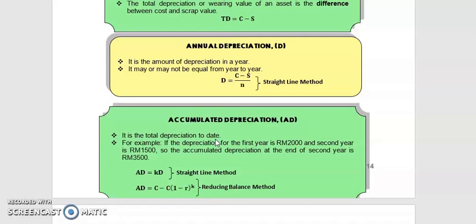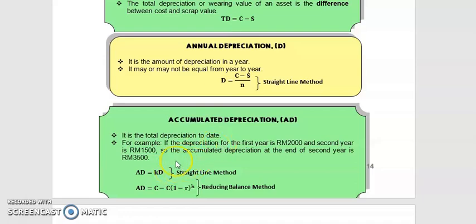Second year, to date means that referring to which year. So second year, 5,800. If we multiply it by 2, will be 11,600. Okay, that is the accumulated depreciation. Up to second year, the accumulated depreciation is already 11,600.